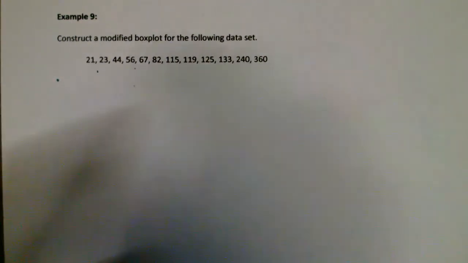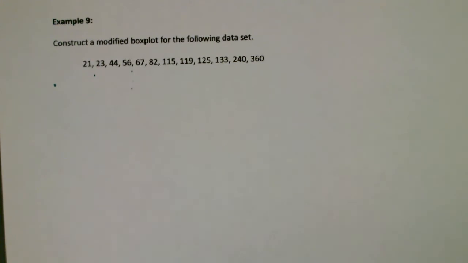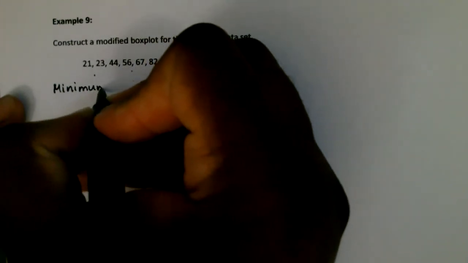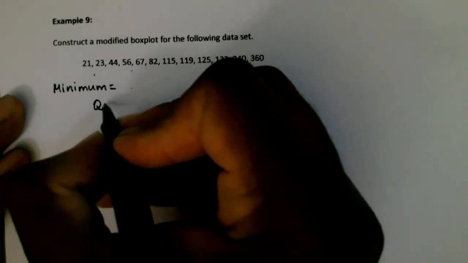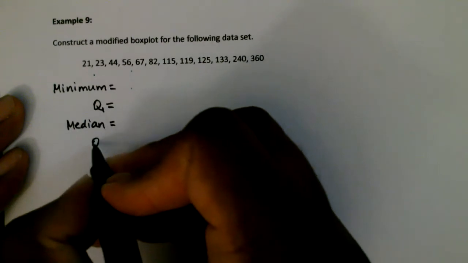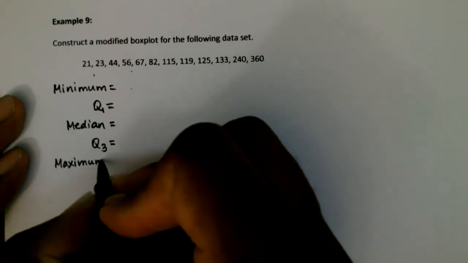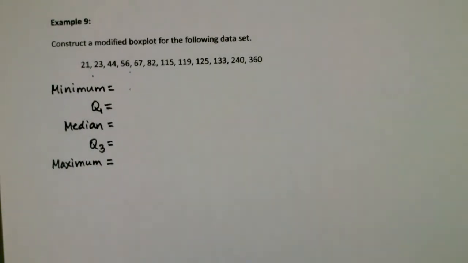So here's our data set right here. It's already sorted from least to greatest. So we don't have to worry about trying to sort the data like we did in the last example. Okay, so now my 5-number summary: the minimum, then Q1, and then the median, then Q3, and then the maximum. Okay, so the first thing we're going to do is find out what Q1, Q2, and Q3 are.